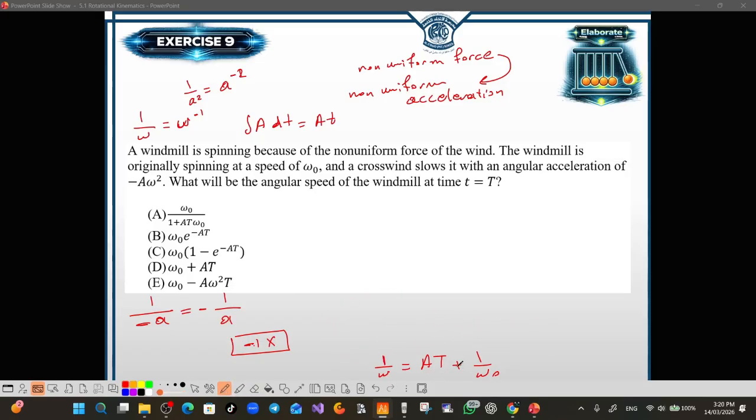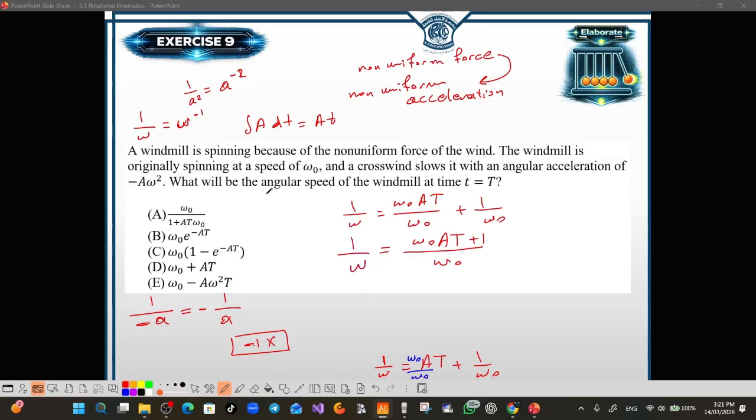Now, to add a t plus 1 over omega 0, we should have the same denominator. So we unify the denominator by setting omega 0 a t over omega 0 plus 1 over omega 0. What I did here, I just multiplied and divided by omega 0 in order to get the same denominator, which is equal to, now we have the same denominator, we can add them safely. Omega 0 is the same denominator here.